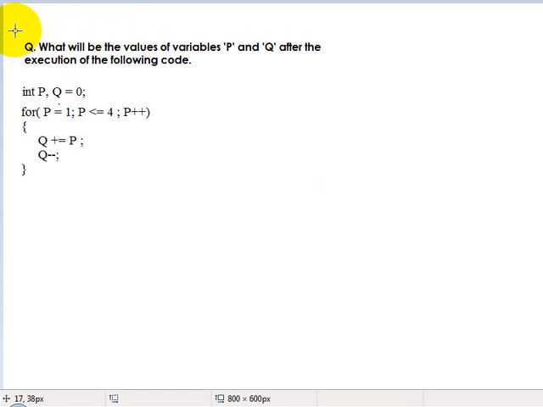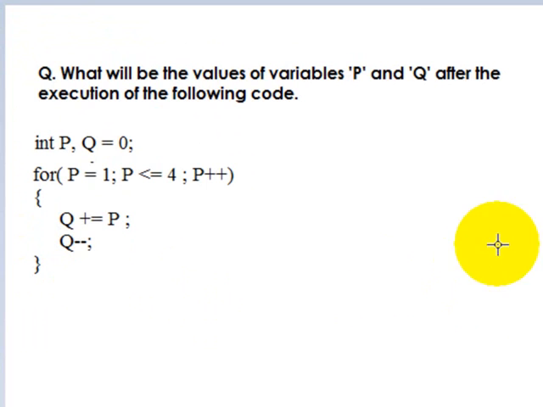Now we have written a program here, and we have to predict the value of P and Q after the execution of the given program. This question was asked by CBSE in March 2012 examination, and it was of 2 marks.